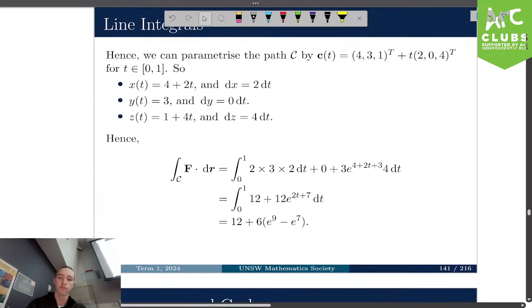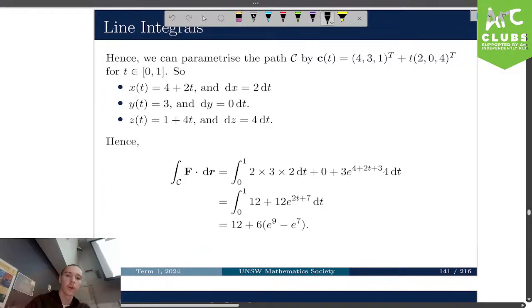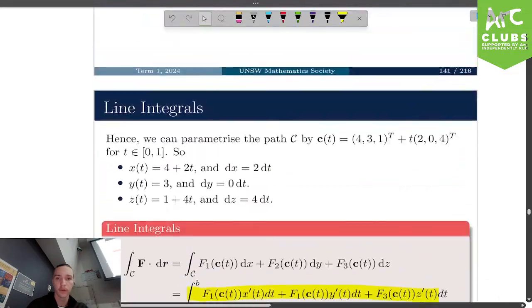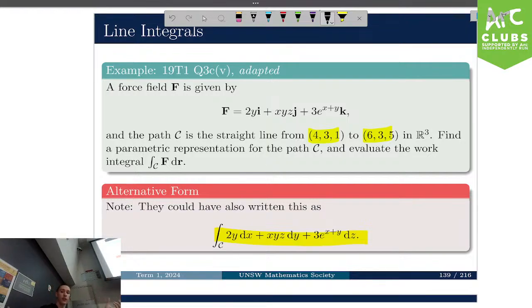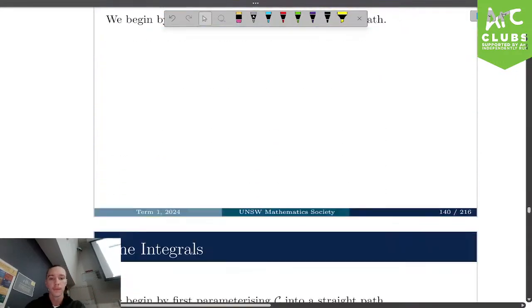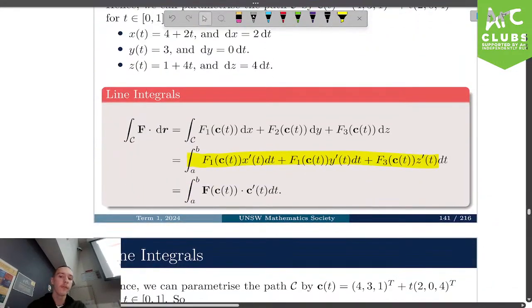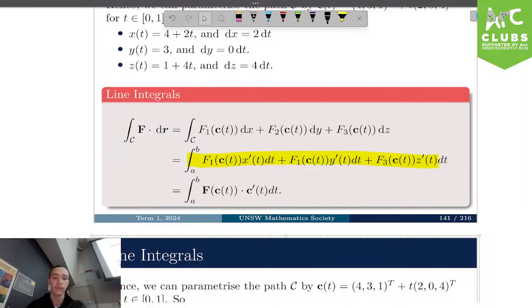So I'll write the original curve. The original curve that we had was 2y, xyz, 3e to the x plus y. So what we're doing is that parameterization that we had, x of t, y of t, z of t, we just plug that in. So when we see a y here, we plug in y of t. Where we see x, y, z, we plug x, y, z of t, respectively. And then in this e to the x thing, we plug x of t and y of t in. So that's what it means by f1 of c of t. So we plug in whatever the respective x, y, z parameterizations are.